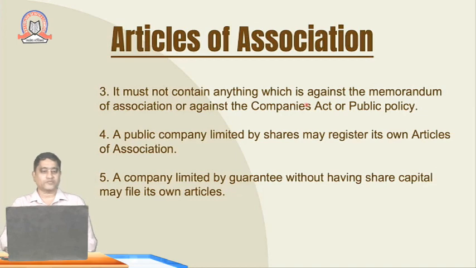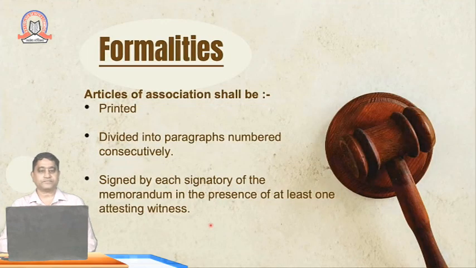As you are aware, this particular word, own articles, means they have to form their own rules and regulation, and that particular rules and regulation has to be submitted to the ROC before the incorporation of the company. What are the formalities to be completed in connection with the Article of Association? All the points of the Article of Association should be printed before the draft is being made.